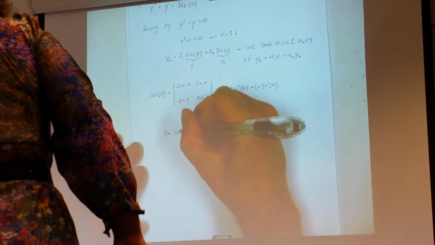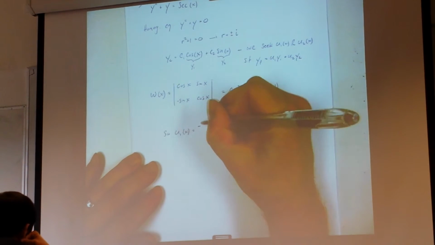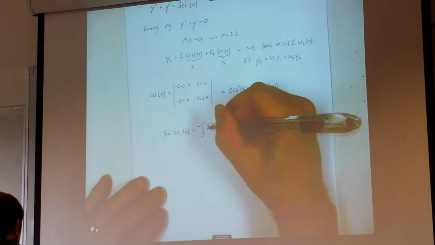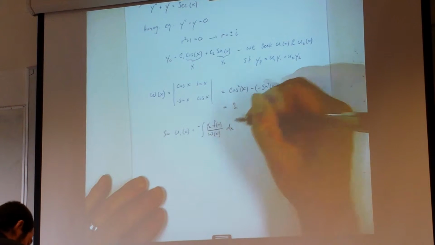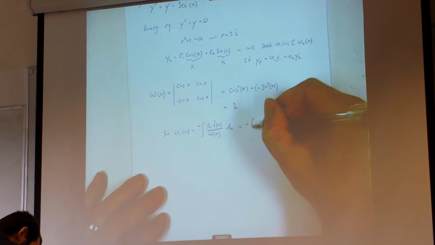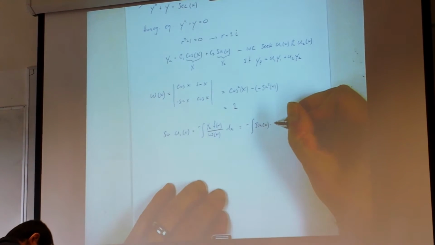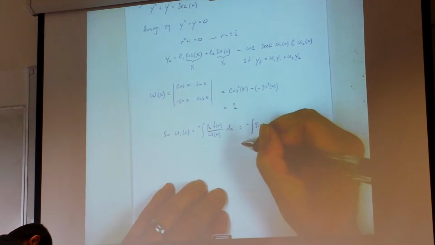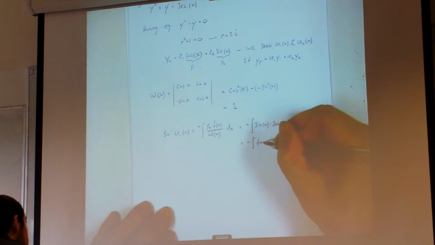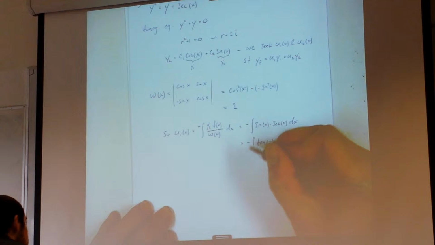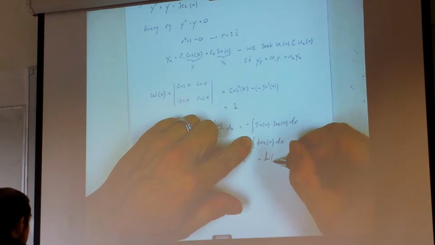So our u1 of x is that giant integral: negative integral of y2 times f of x over the Wronskian. In this case, we're lucky the Wronskian is just 1, so I get negative integral, and y2 is sine x, and f of x is secant x dx. Now, what's secant? 1 over cosine. So this is sine over cosine, tangent. And tangent does have an antiderivative. Turns out it's negative natural log cosine x.